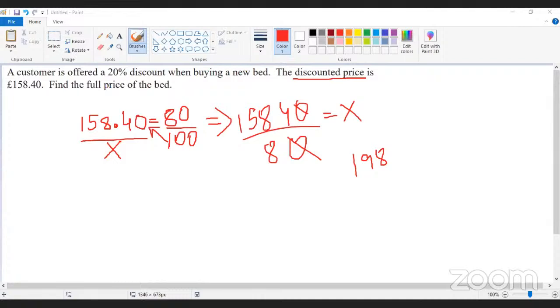158.40 is equal to 80%. How do we say it is 80%? Because it is said discounted 20%. So when I say discounted 20%, that is 100 minus 20. 100 minus 20 is 80. Got it? Yes, sir, we got it. Okay, so 100 minus 20 is 80. By the way, we come to know that it has been discounted.